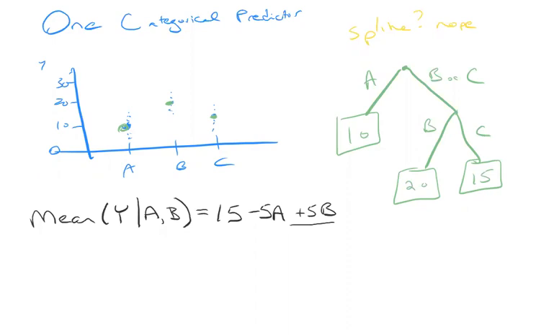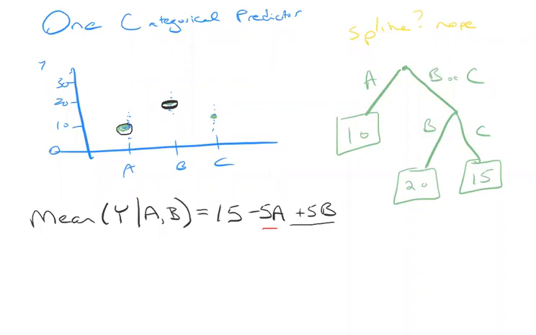So if you're in the A group, then this equation says 15 minus 5 times 1 plus 5 times 0. Well, that's equal to 10, and that's exactly what I wanted for the A group, so that's good. If you're in the B group, this equation says 15 minus 0 plus 5 times 1. Well, that's 20, which is great because that's exactly what I wanted as my prediction if you're in the B group.